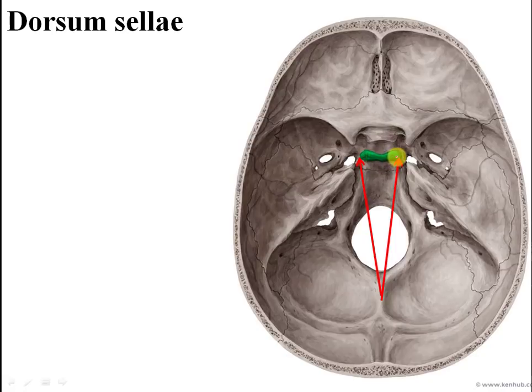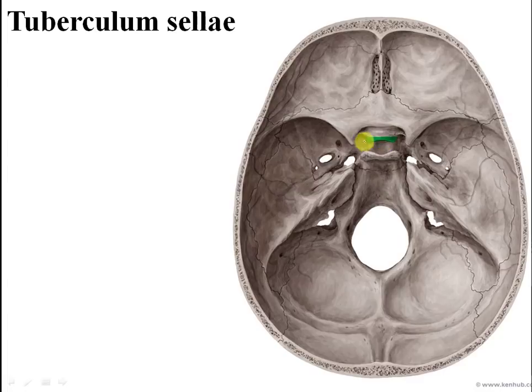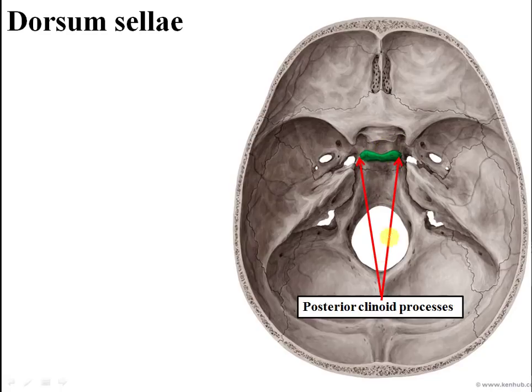and the lateral angles of the dorsum sellae are called posterior clinoid processes. So we have here anterior clinoid processes, the medial ends of the lesser wing of sphenoid, and here we have the posterior clinoid processes, the lateral angles of the dorsum sellae. The anterior elevation, tuberculum sellae, the hypophyseal fossa, and the dorsum sellae with the posterior clinoid processes.